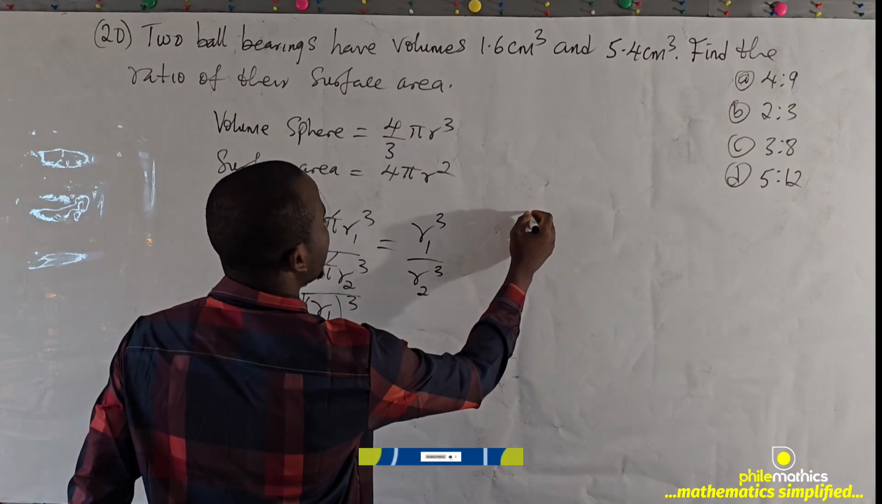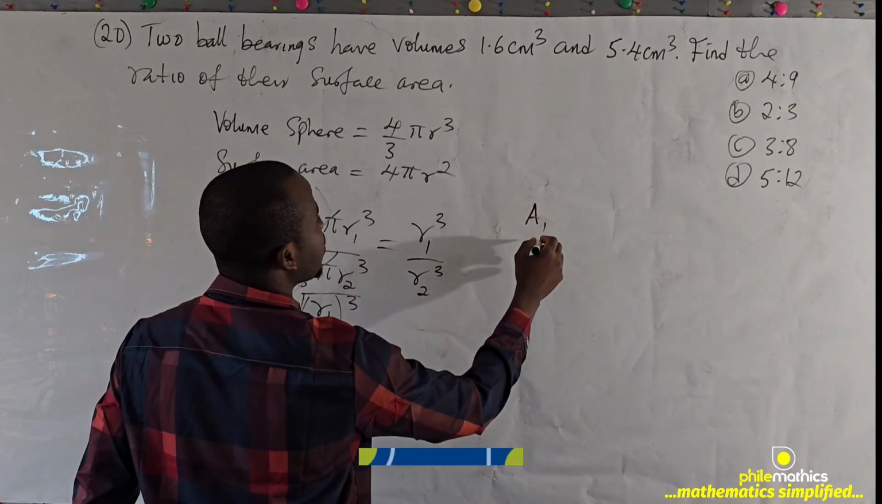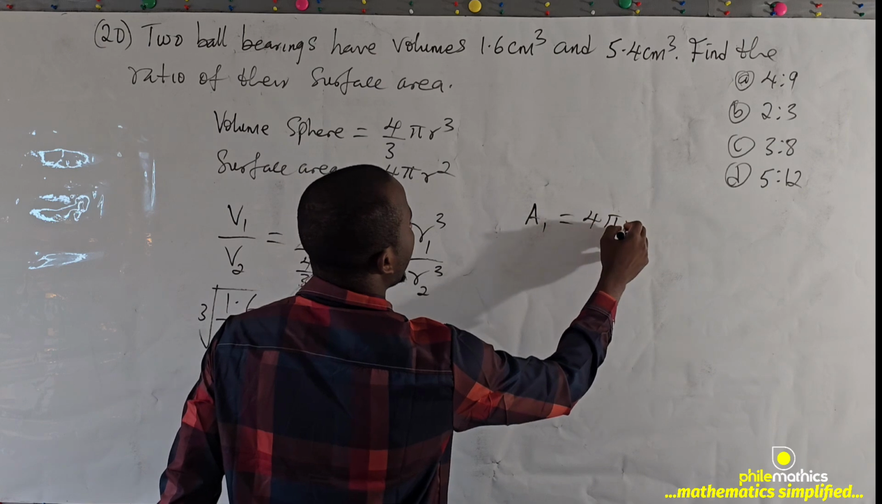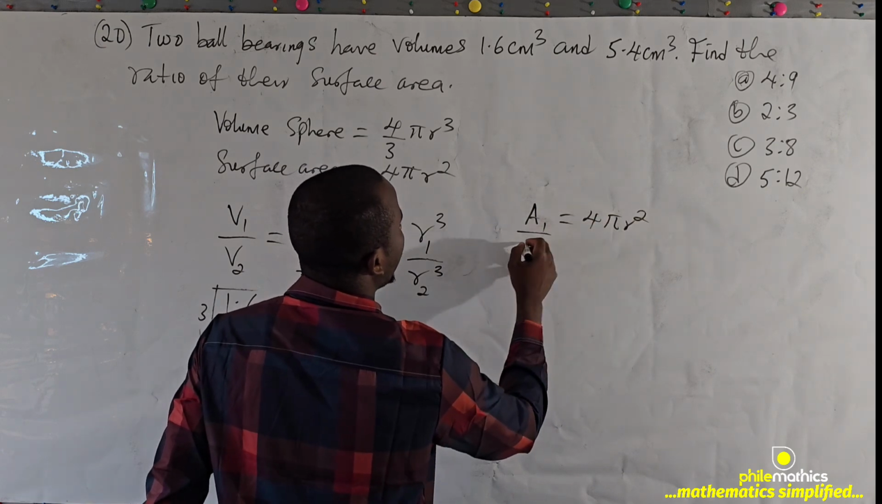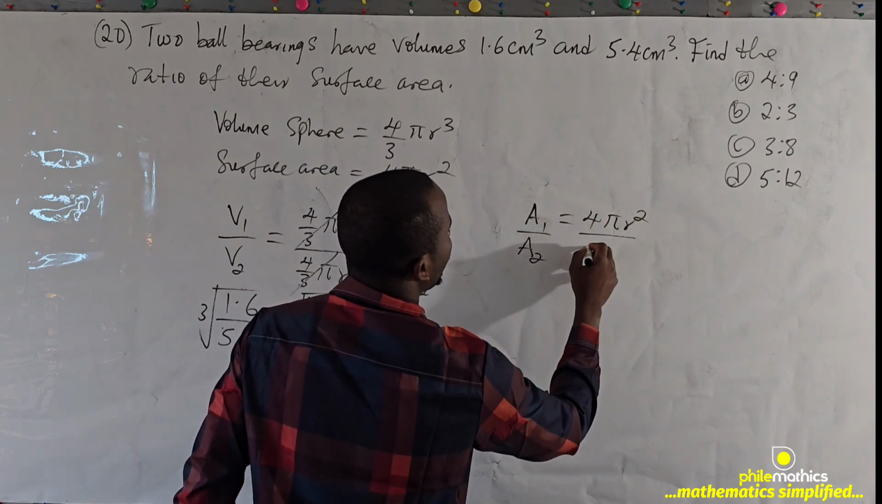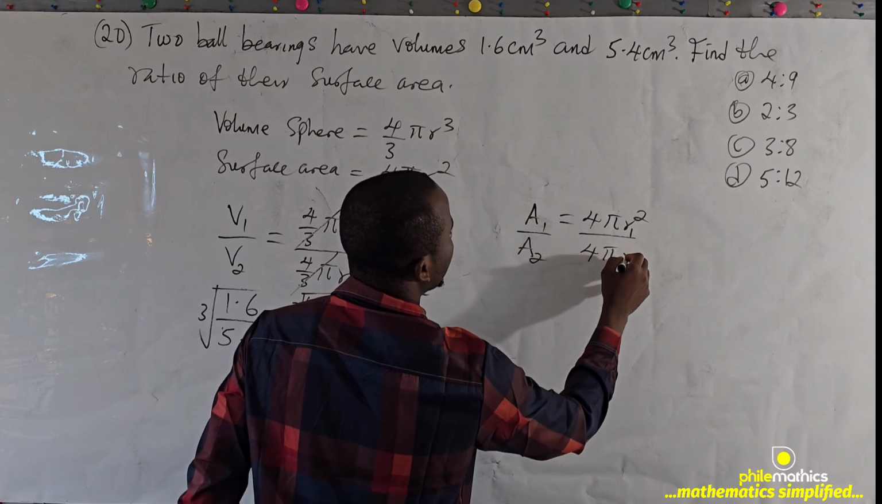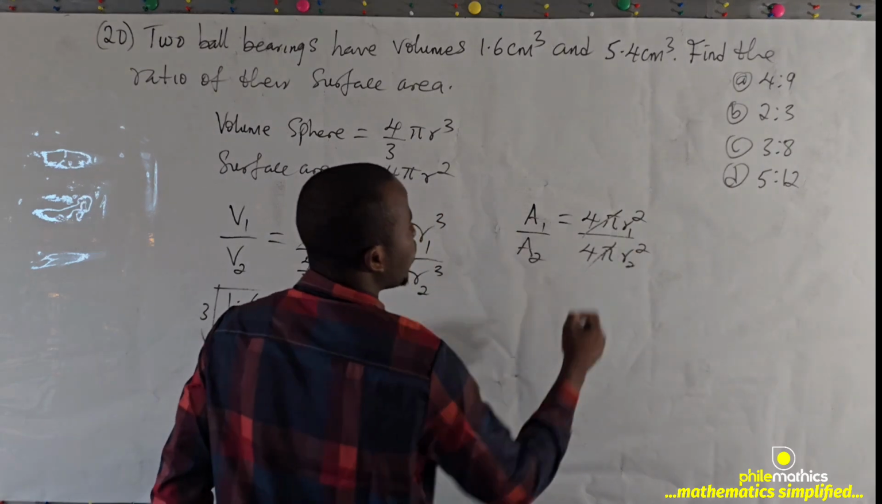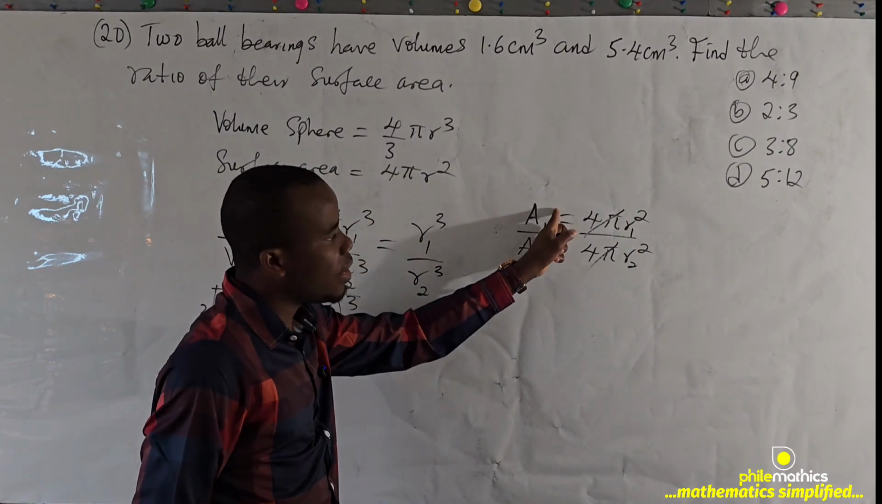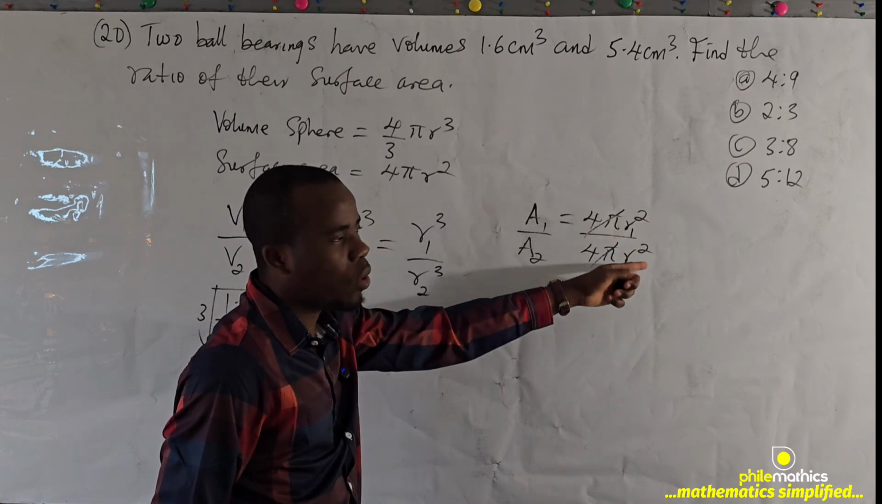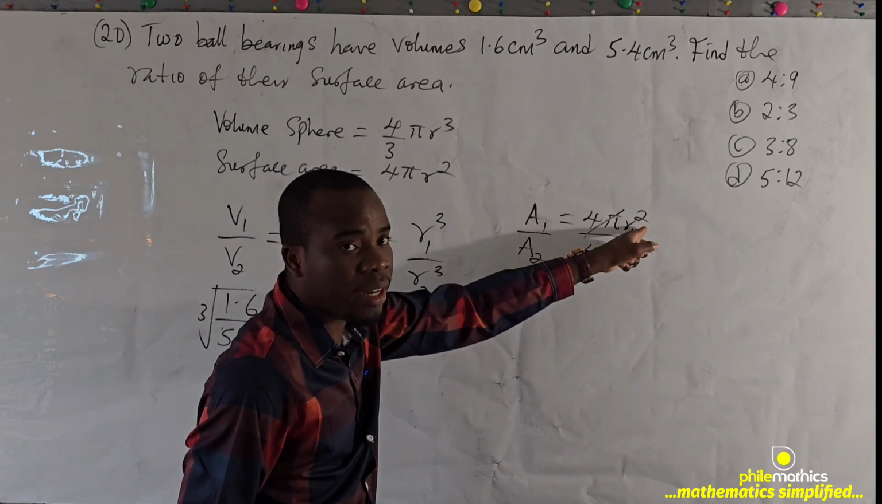Their surface area, let this be area of 1, which is 4πr1², over area of 2, 4πr2². And so their surface area is also proportional to the square of their radii.